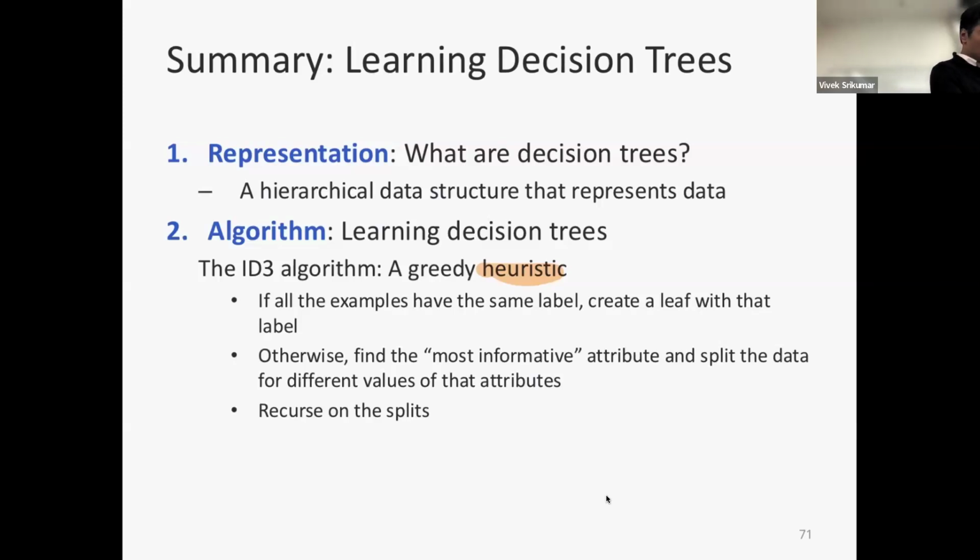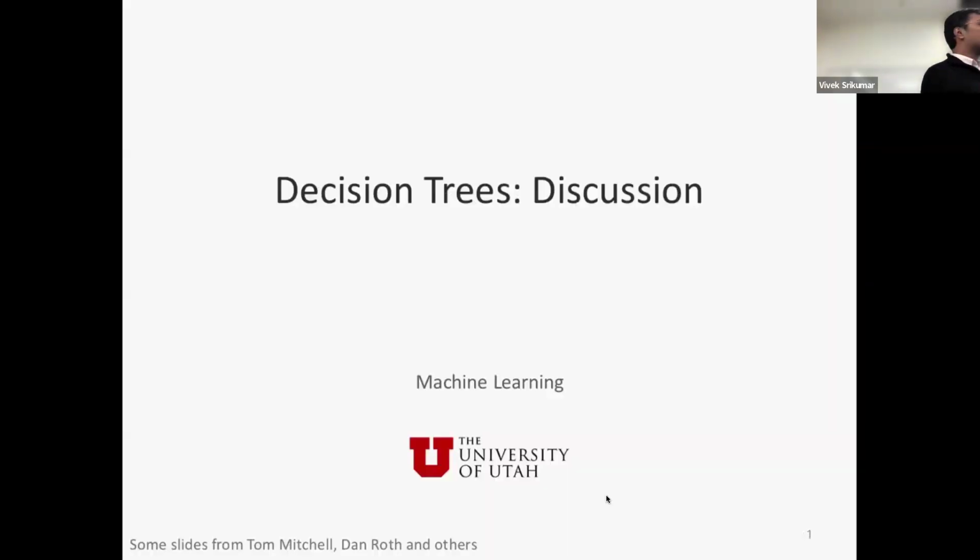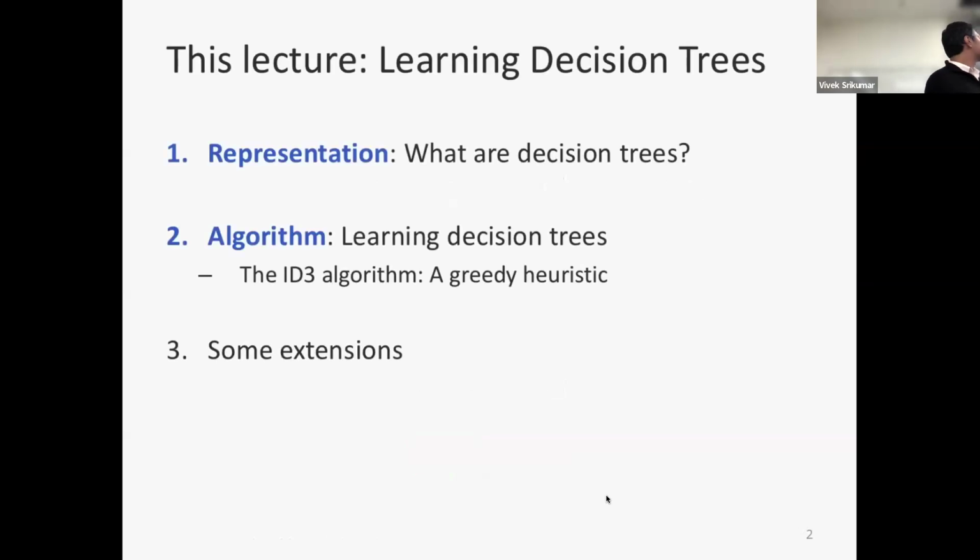All right. So now, in roughly the 15 minutes that are left, I want to talk about some practical issues that come up with decision trees. We've already seen what decision trees are. We've seen the learning algorithm. And let's look at some extensions.